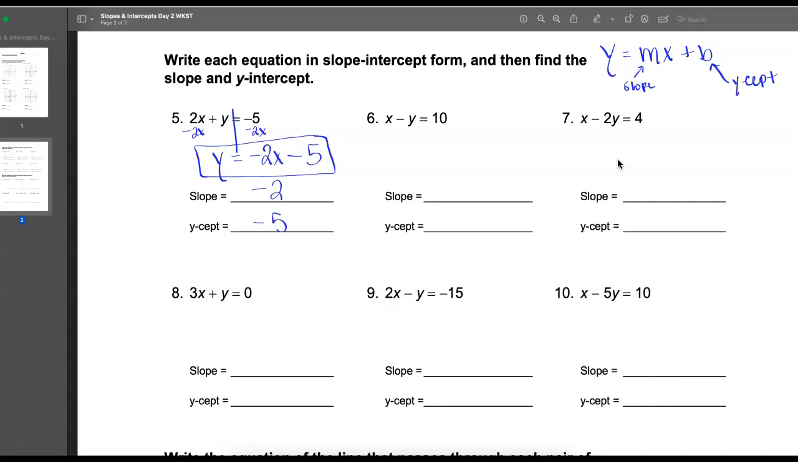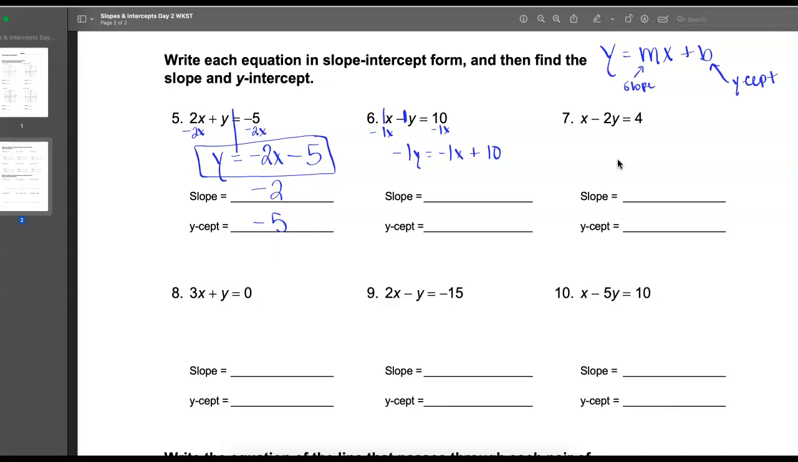So far, so good? Okay, let's try another one. This time, I'm going to put a 1 in front of this y, just so I know that it's minus 1y. There's a 1 in front of the x too. I want to get the y by itself, so I'm going to subtract 1x from both sides. Negative 1y equals negative 1x plus 10. This time it's plus 10 because the 10 is positive.